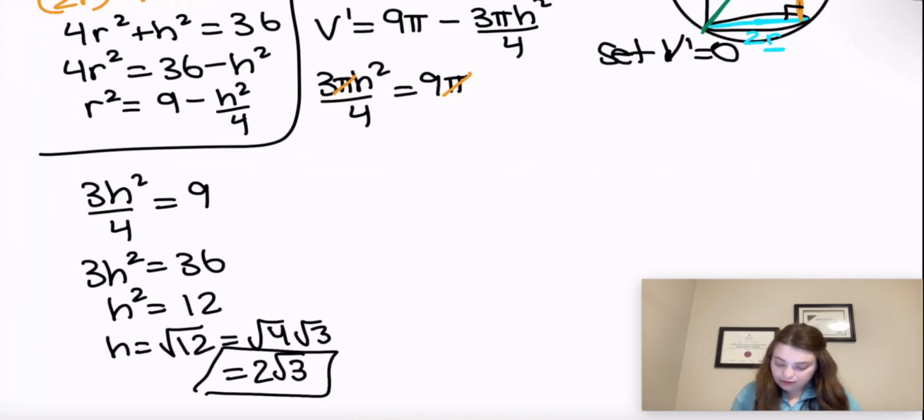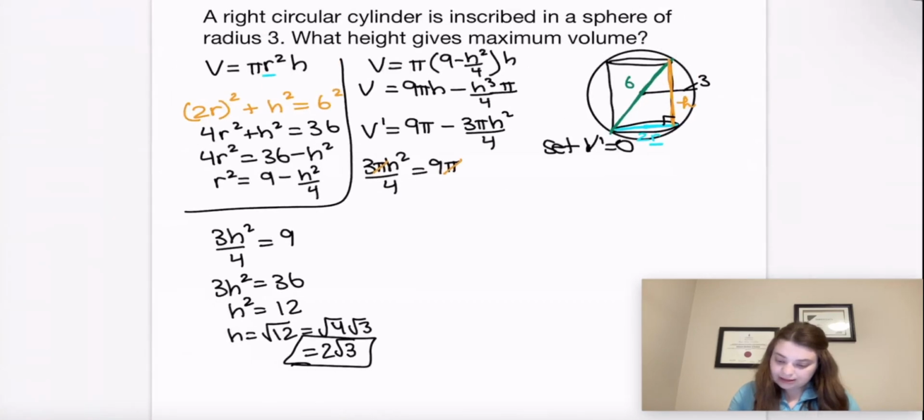And so therefore, the height that optimizes the volume, the height that gives us our maximum volume, is 2 root 3. And here they didn't give any dimensions, whether it's centimeters, meters, whatever it is. We're actually not sure here. But yeah, so our answer is just 2 root 3 units as the height that gives the maximum volume.